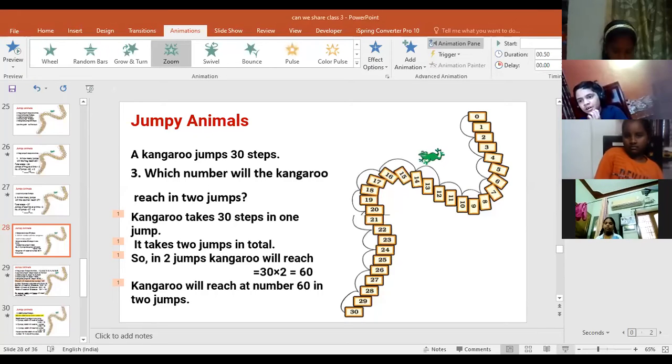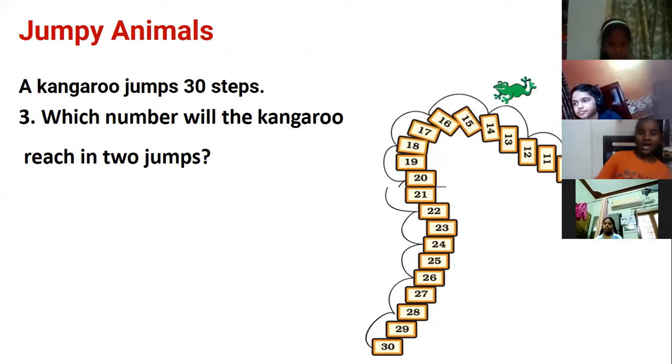Now Bhargav will give me the answer. A kangaroo can jump 30 steps. Which number will the kangaroo reach in 2 jumps? In 2 jumps, where will it be, ma'am? For 1 jump, 30 steps.